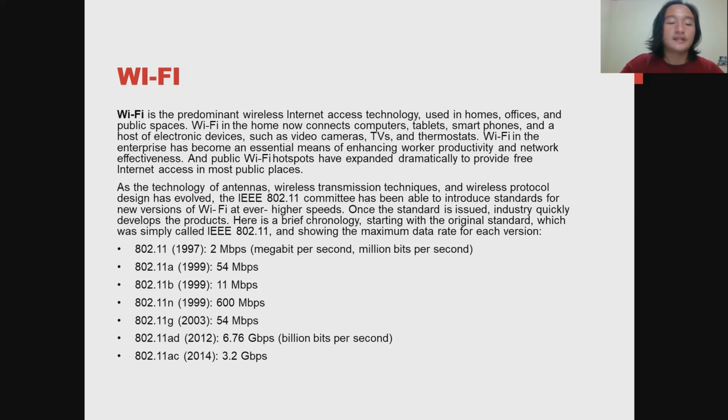802.11, which was created in 1997, only has a speed of 2 megabits per second. 802.11a, which was created in 1999, has a speed of 54 megabits per second. 802.11b, which was also created in 1999, has a speed of 11 megabits per second. 802.11n, which is also listed with 1999, has a speed of 600 megabits per second.